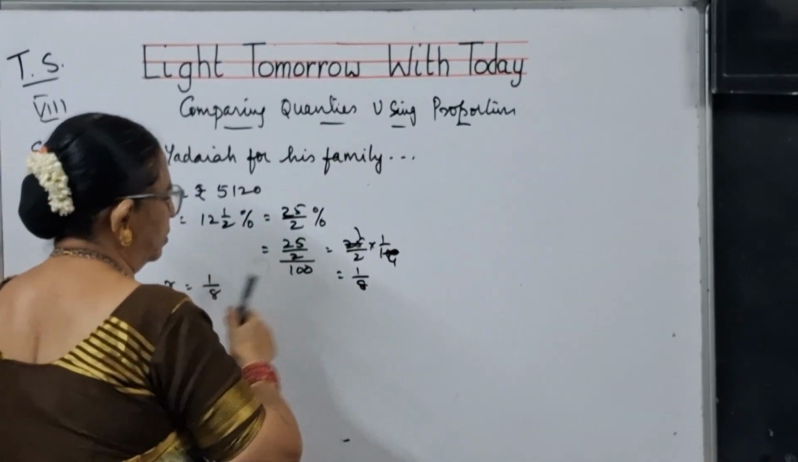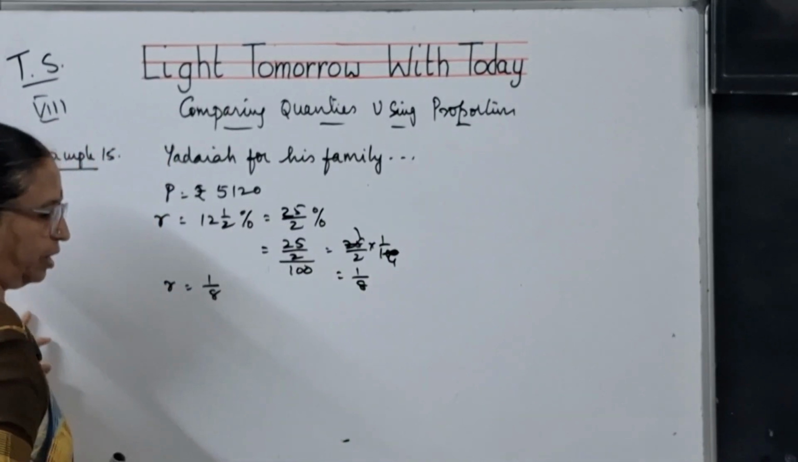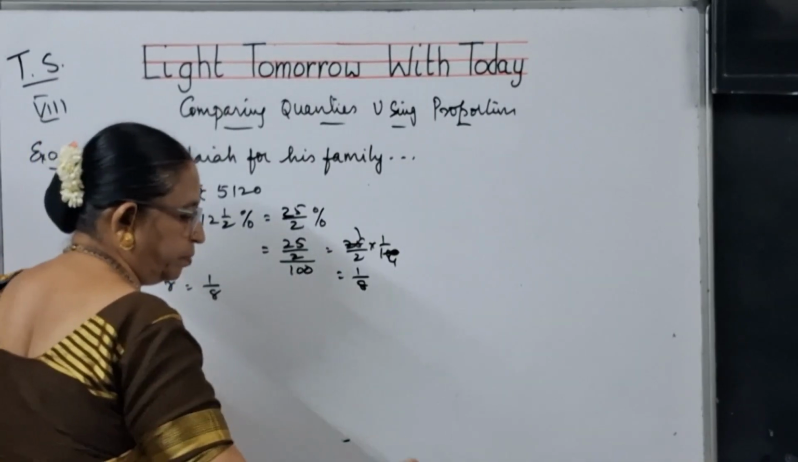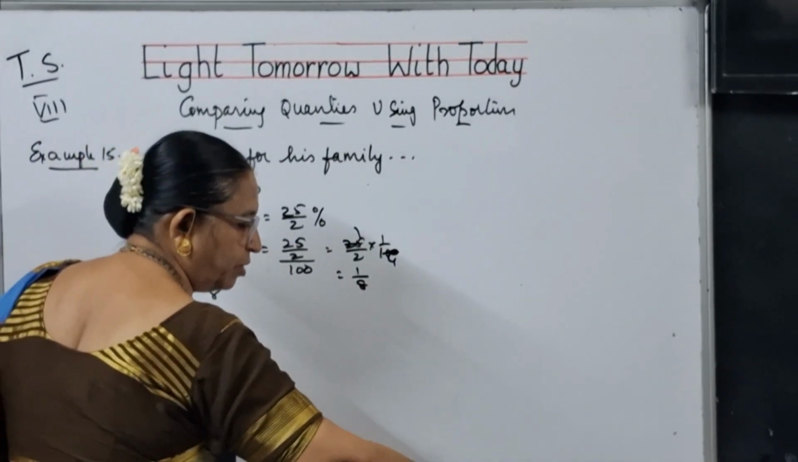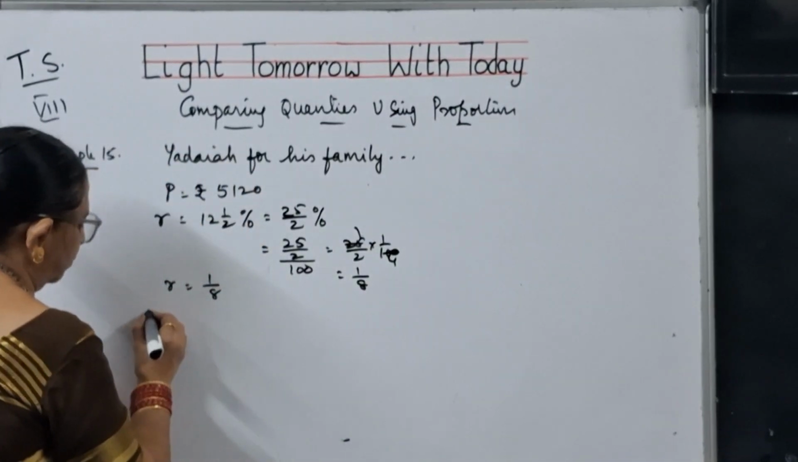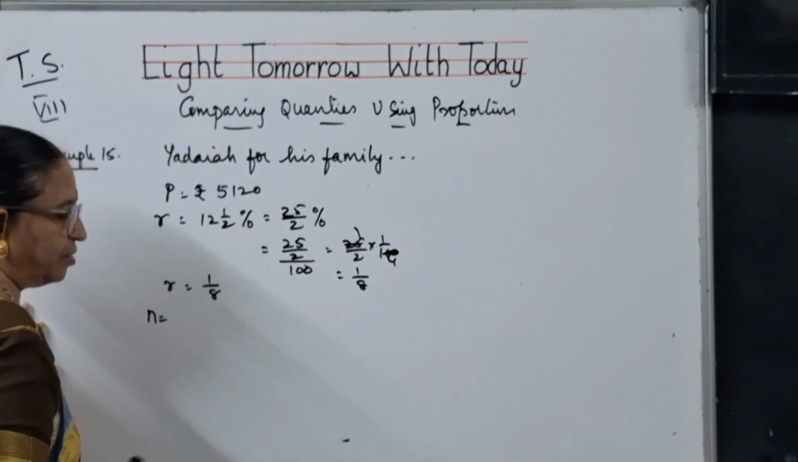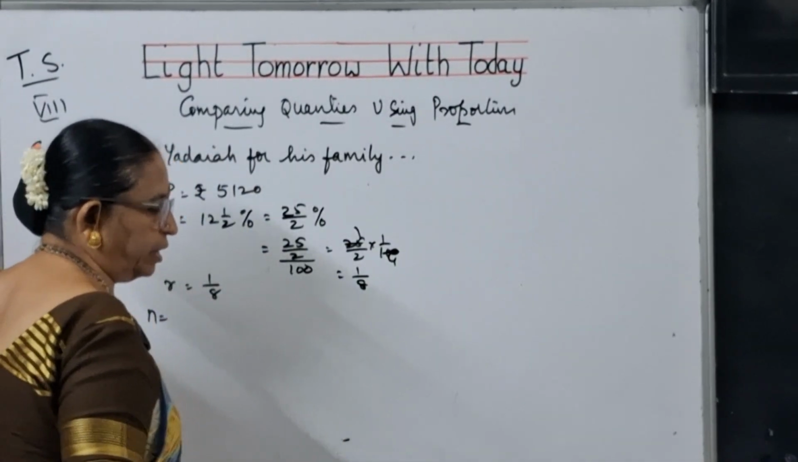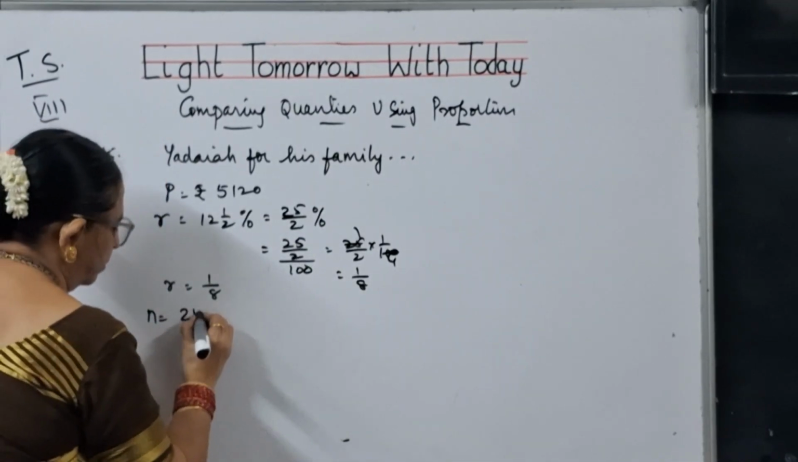Percentage I have already done, children. You need not worry about the 100. And then next, what is N they have given? N is equal to 2 years 9 months.